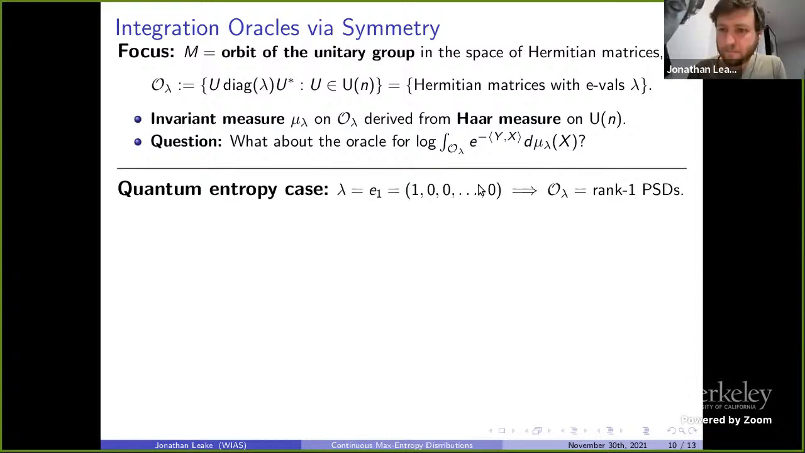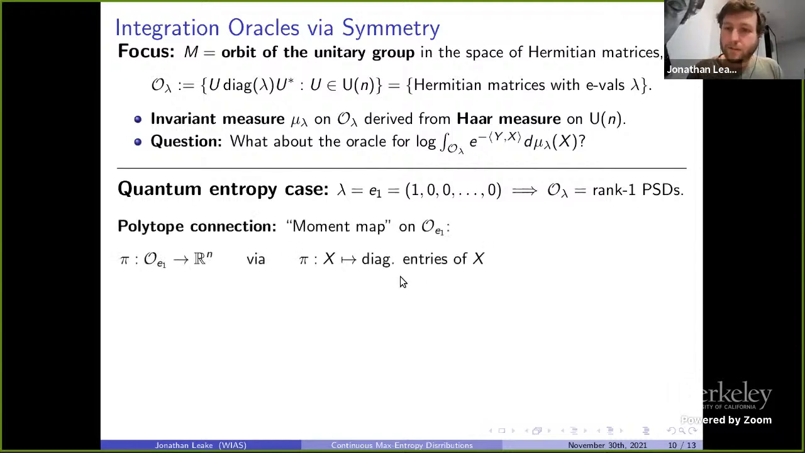Okay, so let's look at a specific case here. This is the case that was exactly what we did in the quantum entropy situation. Let's let our vector lambda just have 1, 1, and the rest zeros. If you look at all unitary conjugations of a diagonal matrix with this diagonal, you're just going to get all rank 1 PSD projections, and then the convex hull will be all density matrices.